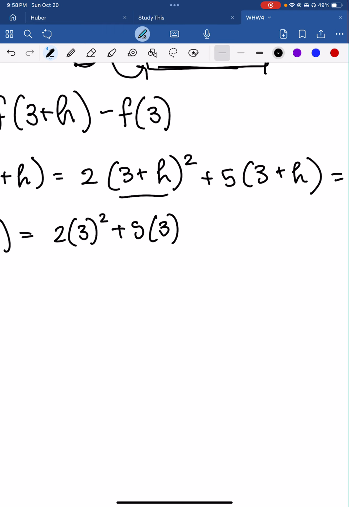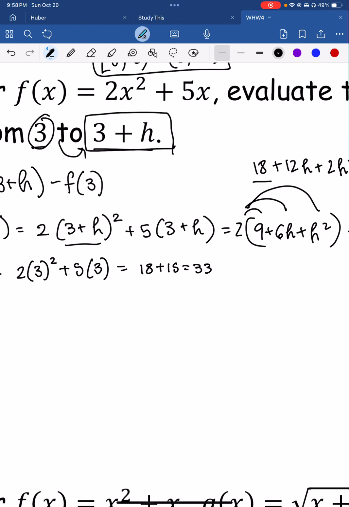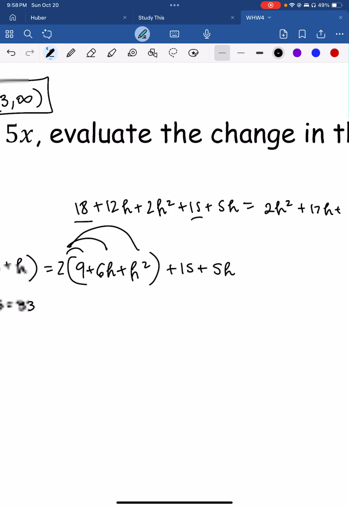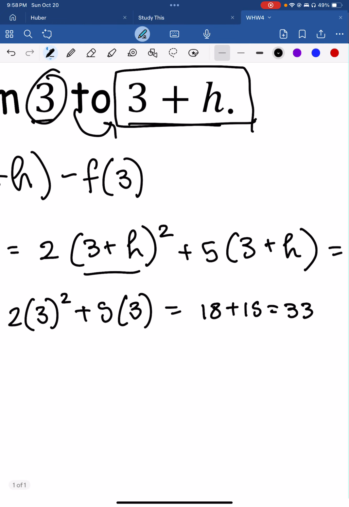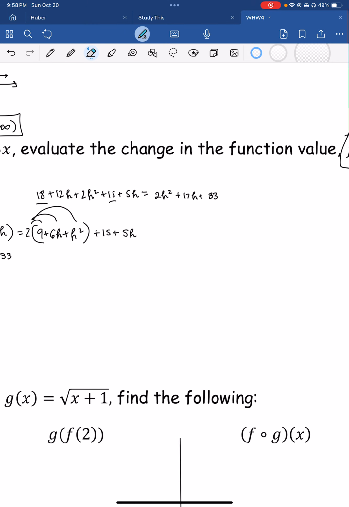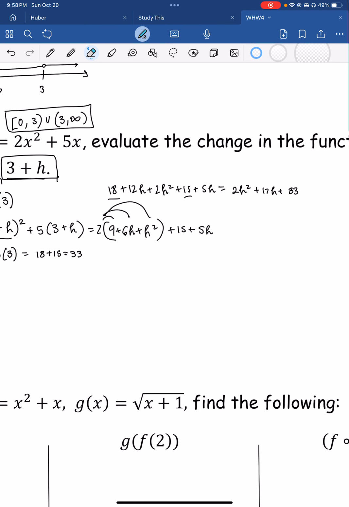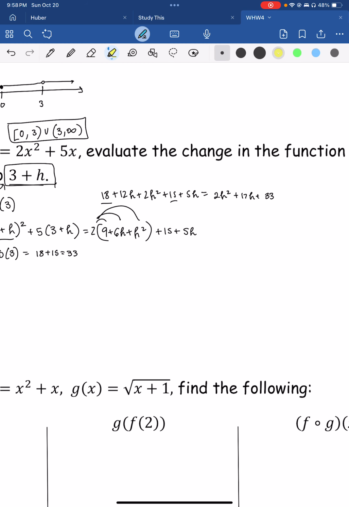F of 3 is easy because it's just numbers. So it's 9 times 2 is 18 plus 15. I just get 33. And it makes sense that we got 33 for both, because 3 plus h should just be h more than f of 3, or whatever the function is. A function of h more. So this is my final answer for this one. This is my final answer for that one.